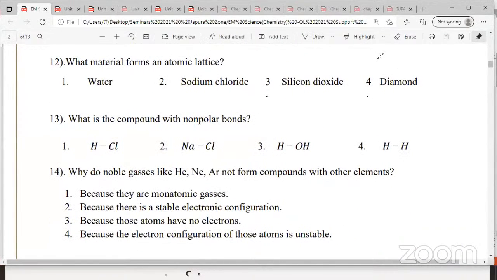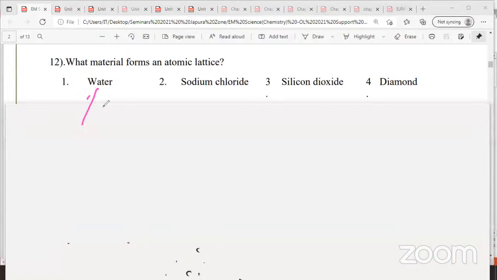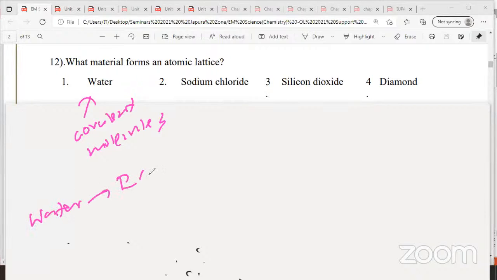Which material forms an atomic lattice? Atomic lattice. So this one, right? Water is a molecule. If water becomes ice, then we call it a molecular lattice. That is something else. So water is a covalent molecule. It is not a lattice. But if water turns into ice, then it is something else. That is not under your syllabus, right?